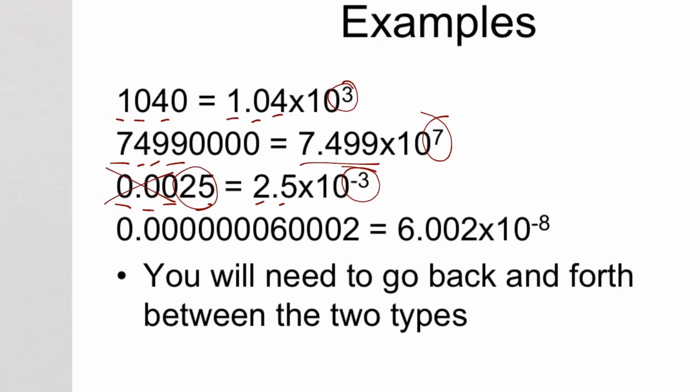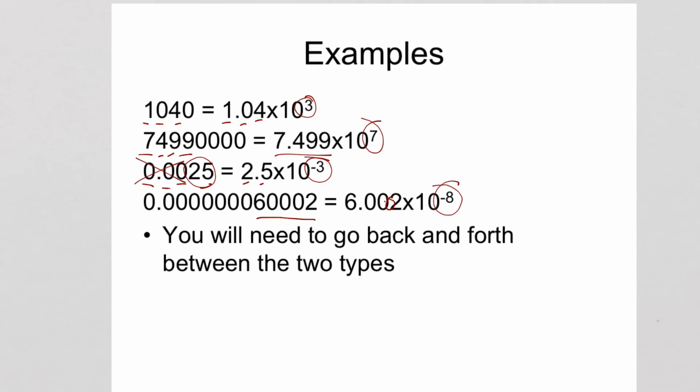Same holds true here. All those leading zeros, not significant. We've got our zeros here. Uh-oh, looks like I forgot a 0. Whoops. Got a 0 in there. And to the negative exponent. You'll need to be comfortable going back and forth between the two types. We'll use them when we have to.